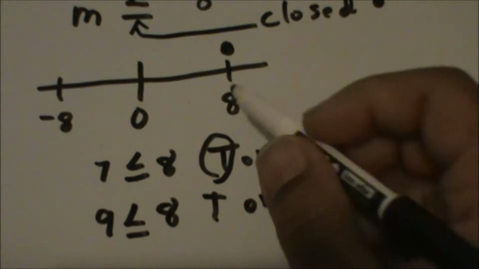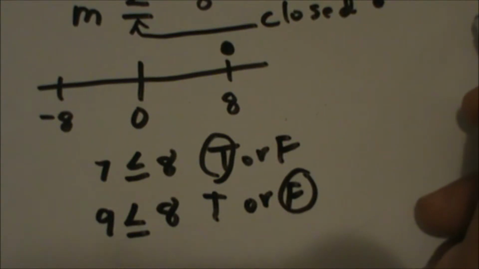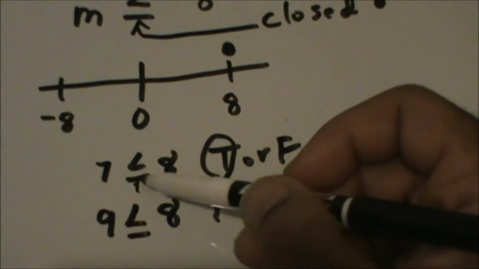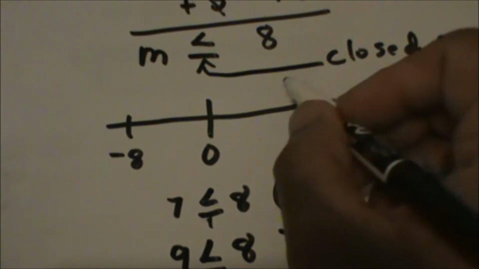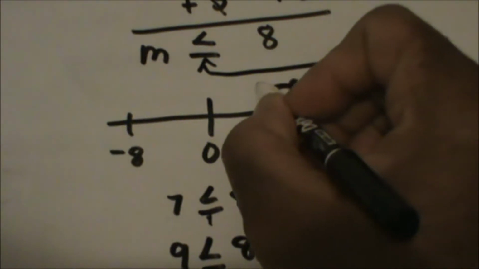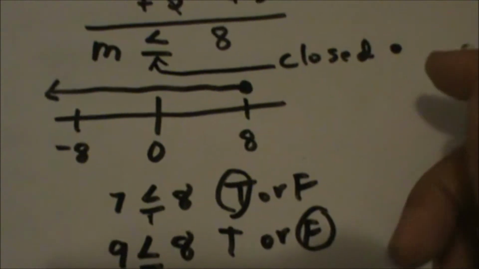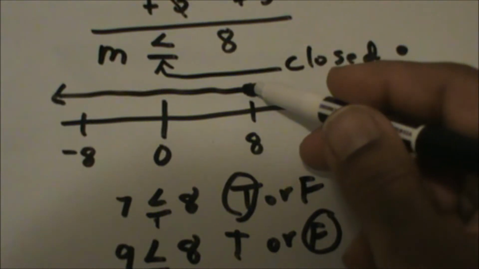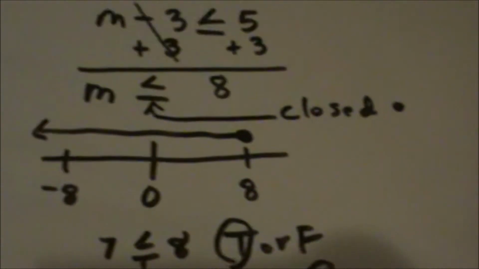That tells you that 9 is on the right side, which would be going in the direction past 8. But this statement, 7 is less than 8, is true, and although it's not equal, it's still true because 7 is less than 8. So that's on the left side of 8. So the direction of all the numbers that are less than or equal to 8 is going to go to the left. These are the kinds of tests you can perform. And closed circle means exactly 8, equal to 8, and then it's going to the left of the number line.